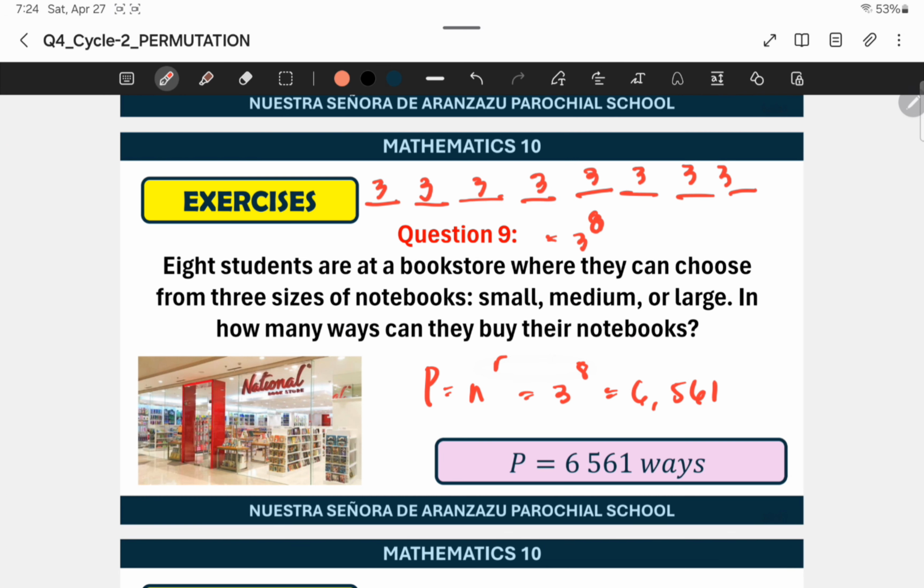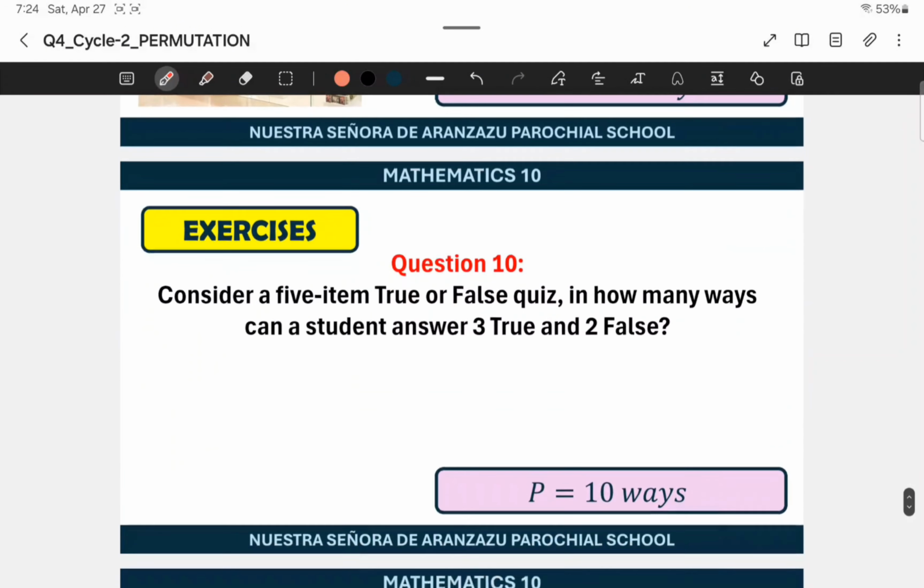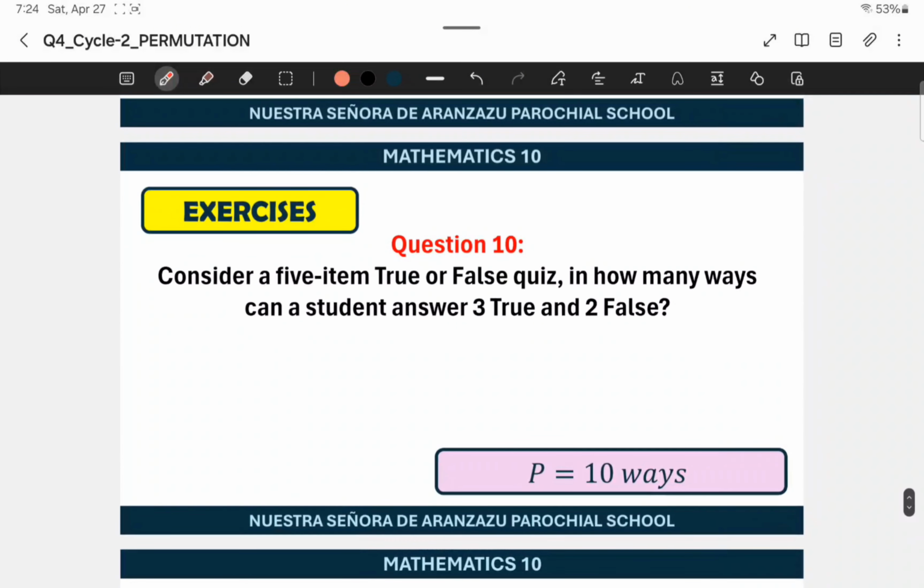Nakuha ba? Okay, next. Consider a 5-item true or false quiz. In how many ways can a student answer 3 true and 2 false? So dito, as you notice, merong identical. So yung identical formula yung gagamitin natin.